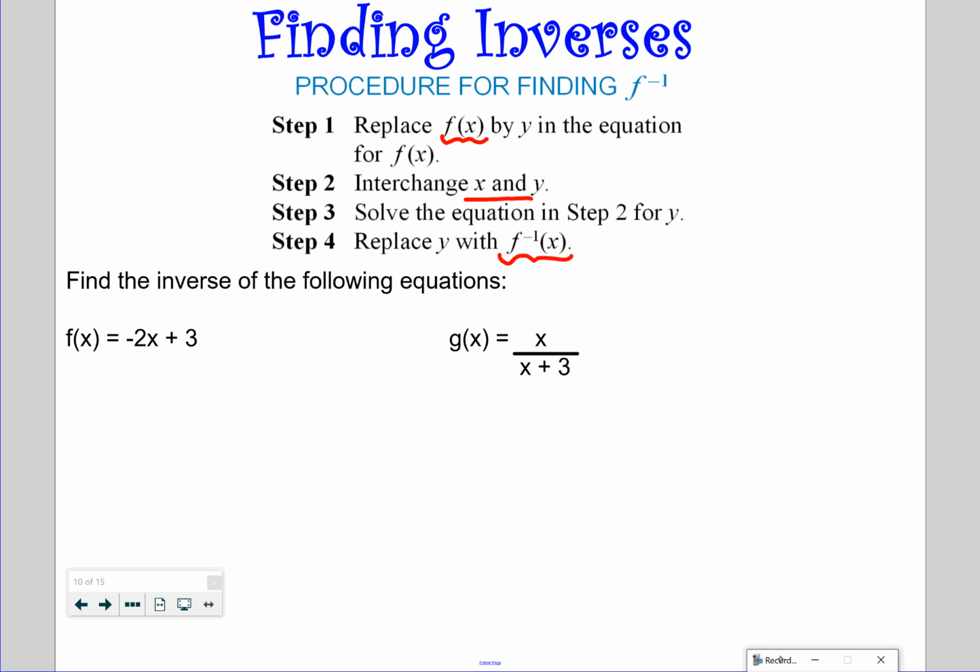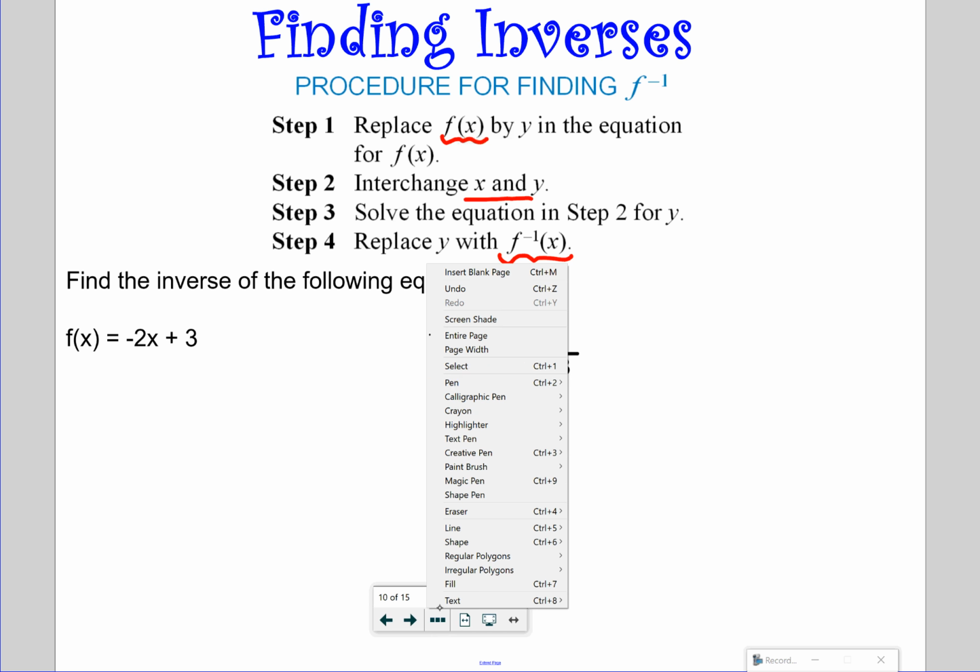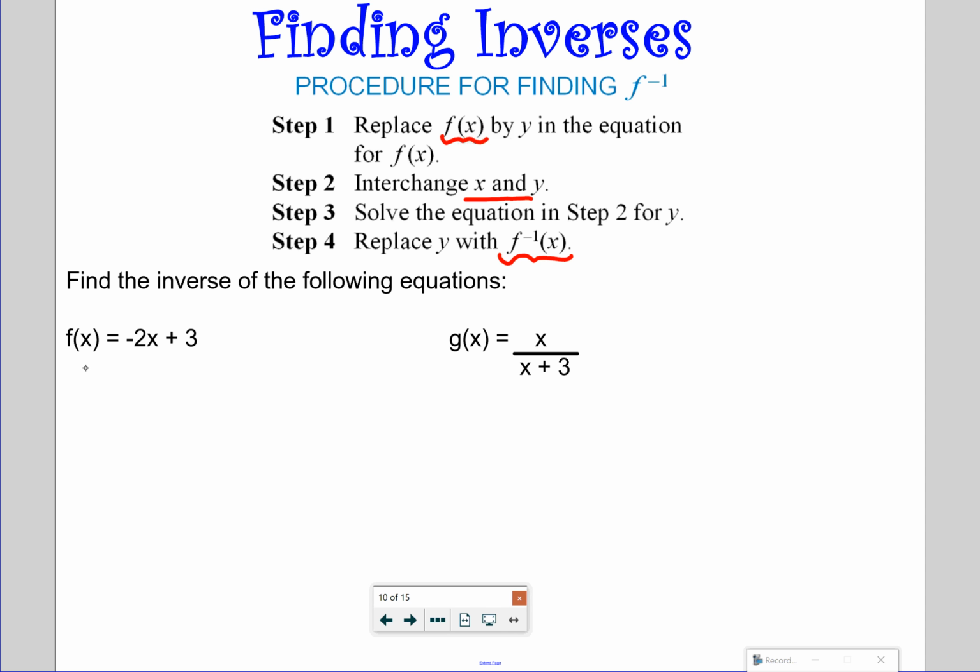All right, so let's try this first problem. We want to find the inverse of the equation. So let's walk through the 4 steps. Step number 1, we're going to replace the f of x, or whatever function notation we have in the equation, with a y. So y equals negative 2x plus 3. Step 2, we're going to switch the x and the y. So the y becomes an x, and the x becomes a y. And then from there, we want to solve for y, which just means get y alone. So we're going to move everything away from it.